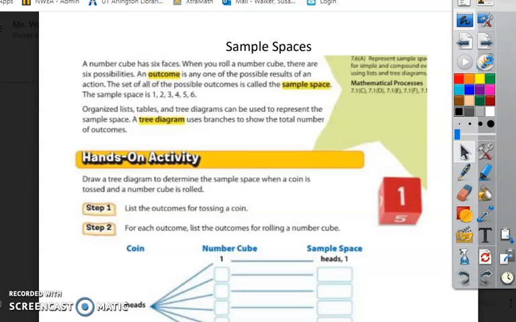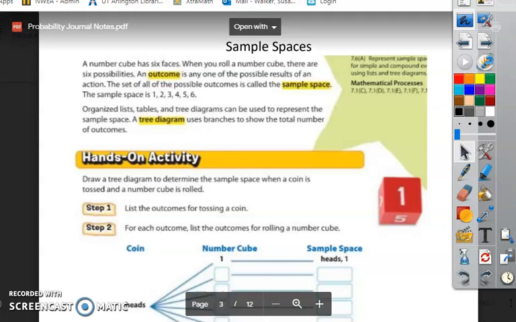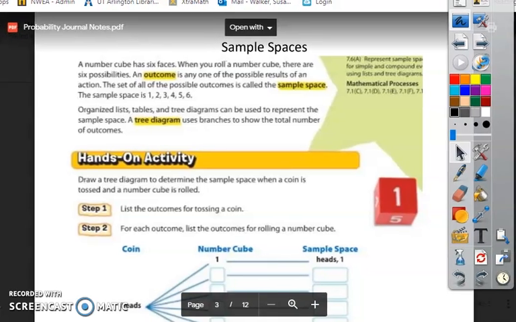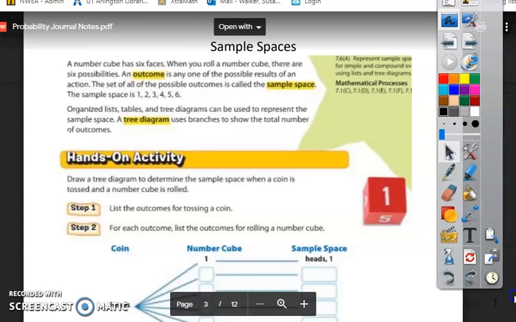Hey guys, yesterday we were working on simple events, probability of one event. So today we're going to move into probability when there's more than one event happening, okay? And we are going to create sample spaces. Now there's a couple of ways we can do sample spaces. The one we're going to focus on is a tree diagram because that's generally what you see, okay?